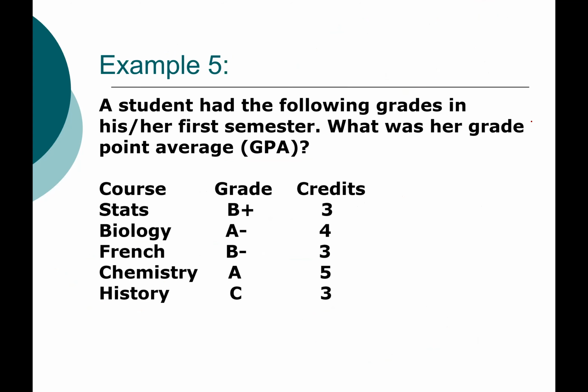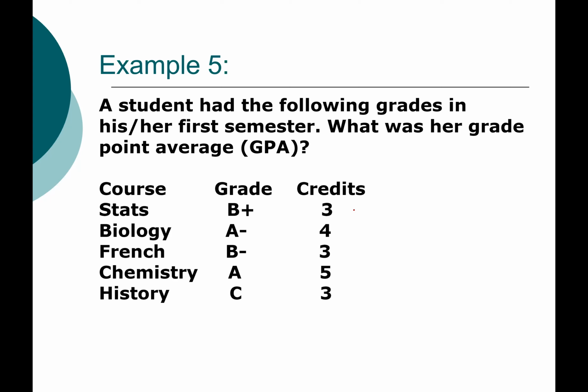Now, let's say a student has the following grades in his or her first semester. What was the GPA? It's the first semester, so it's just the beginning of the college career. After you complete the semester, the registrar's office will calculate the GPA for you. Let's see how the registrar's office computes this. This student takes 5 courses: statistics, MA 222, biology, French, chemistry, and history. For the stats course, earned B+, biology A-, French B-, chemistry A, history C. And each one of them has different credits: 3, 4, 3, 5, 3.